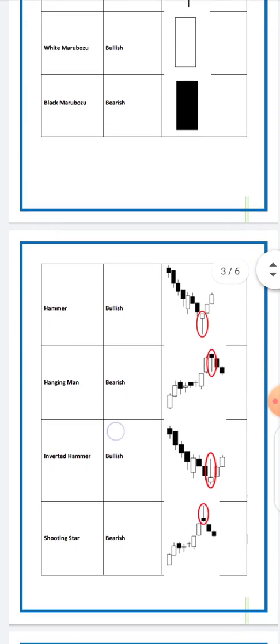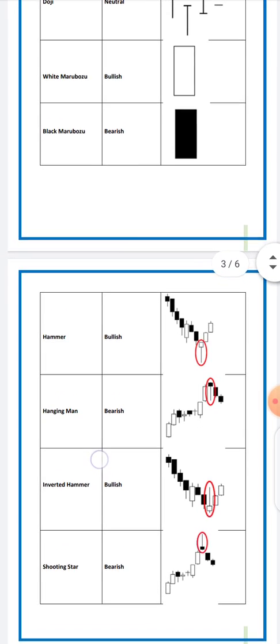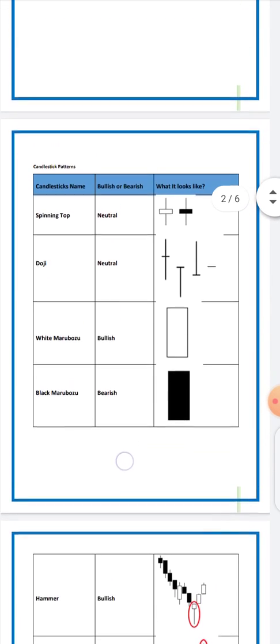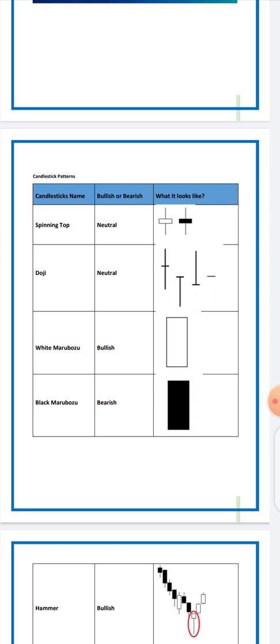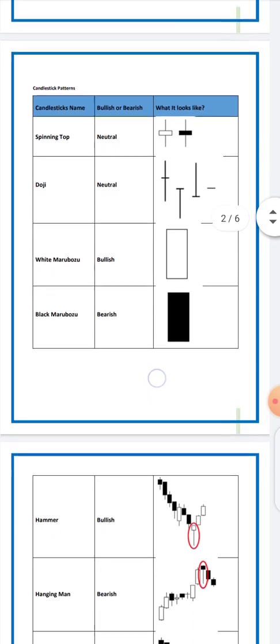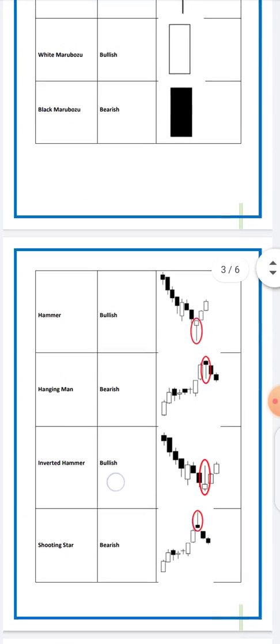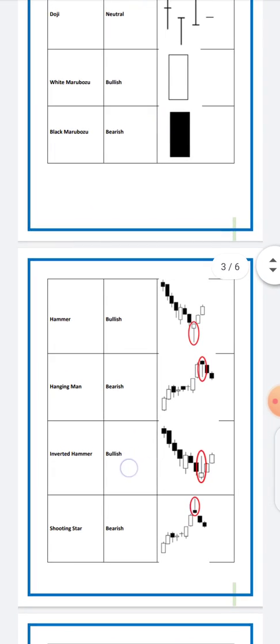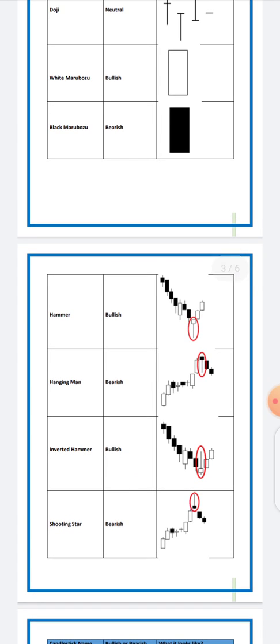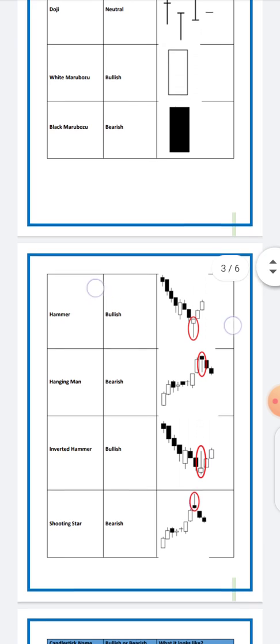Please take note of their shapes. You can see the white marubozu doesn't have any wick. Can you see that it doesn't have any wick? Both white marubozu and black marubozu. So the next one is hammer. We call them hammer because they are mostly found at the end of a downtrend, and when they are found at the end of the downtrend, it means that there's going to be a reversal up. They are bullish candlestick patterns.